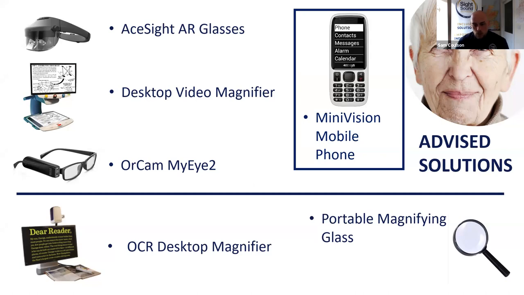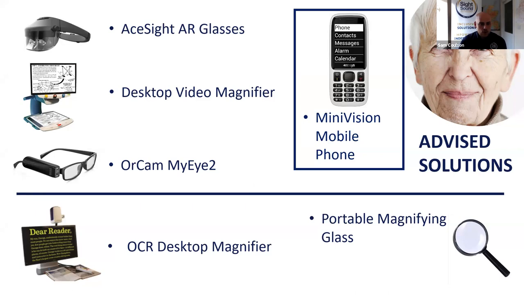And then the two that we felt not as ideal for Catherine, we went with the OCR desktop. Now, some of you may have thought, oh, well, that'd be perfect. It will read it aloud for us. You can magnify it. It's a two-in-one. Sadly, the OCR desktop, although it's a brilliant solution, as I said, it's multi-purpose, but the OCR there won't actually read handwriting.